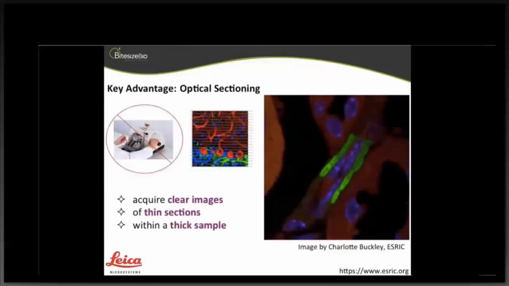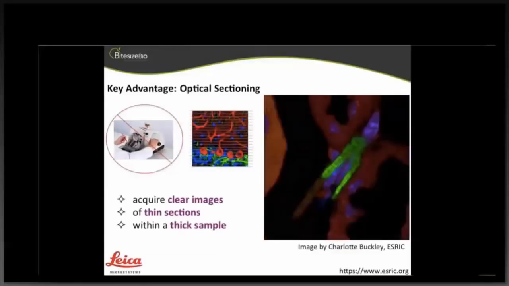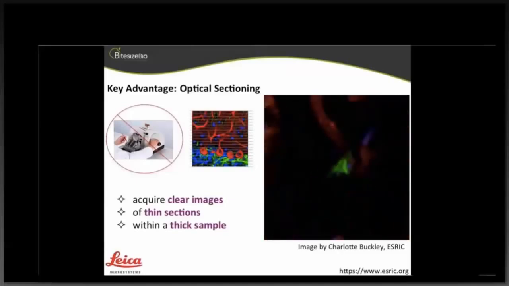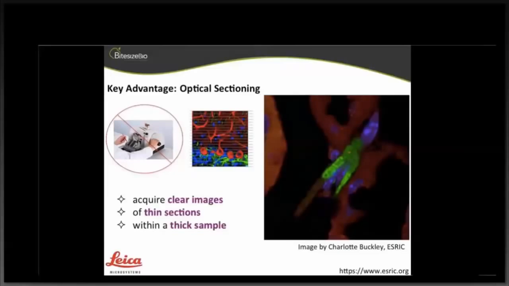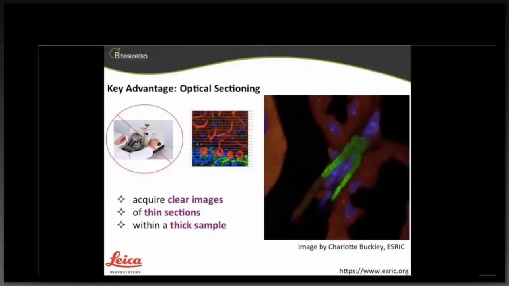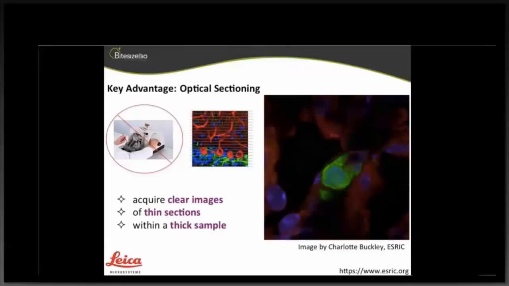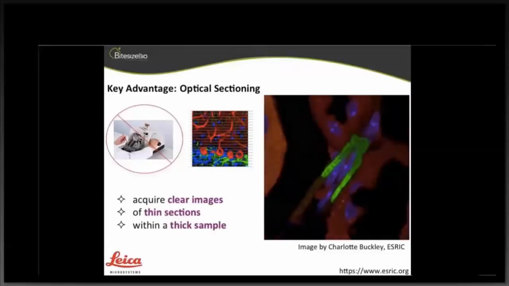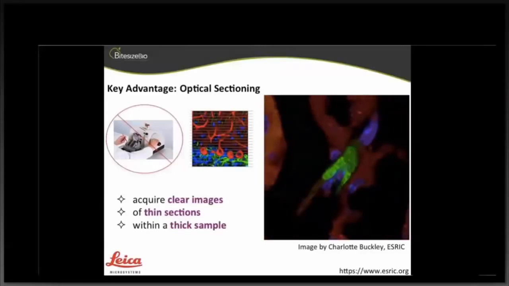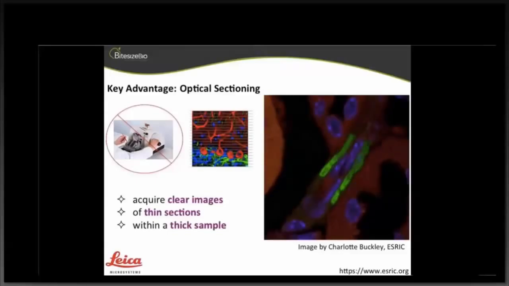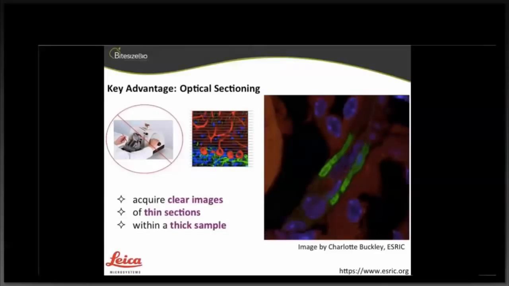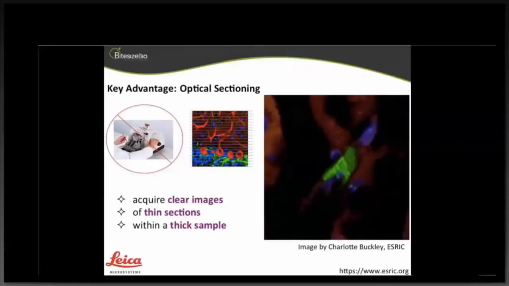The biggest advantage of confocal is optical sectioning. When you're interested in whole tissues, these can often be very thick, and you often have to physically section them using a microtome to be able to get a clear image on the microscope. So this isn't always ideal, as it can physically alter the tissue structure, but what confocal laser scanning microscopy allows you to do is optically section, so you can acquire clear images from thin sections within a thick sample without any need for physical sectioning or for post-image processing.